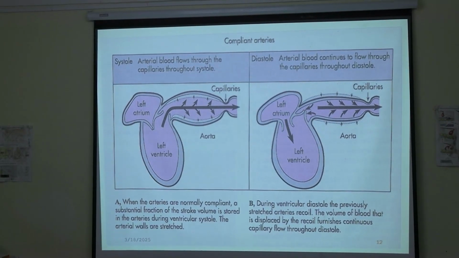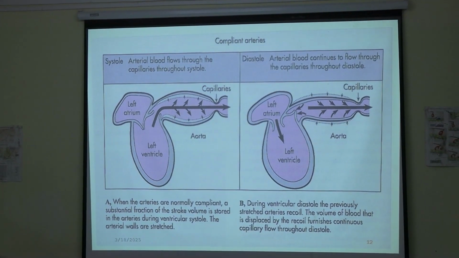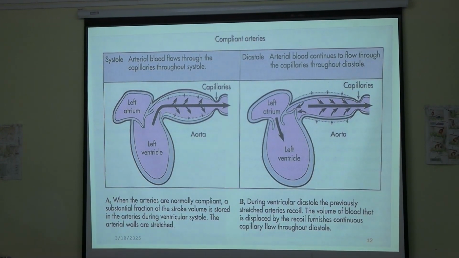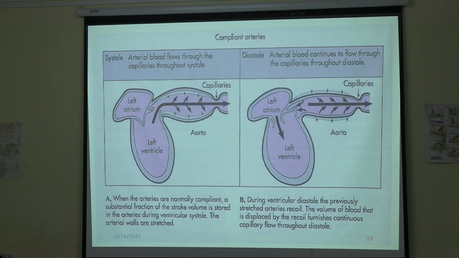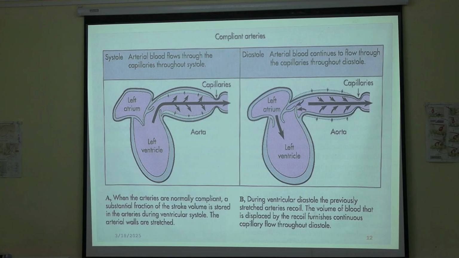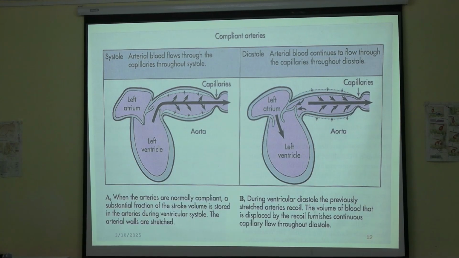Same thing explained. Compliant. Compliance, I said compliance. These are compliant. Applied pressure, standard. Again, because of elasticity, contracted, moved forward.